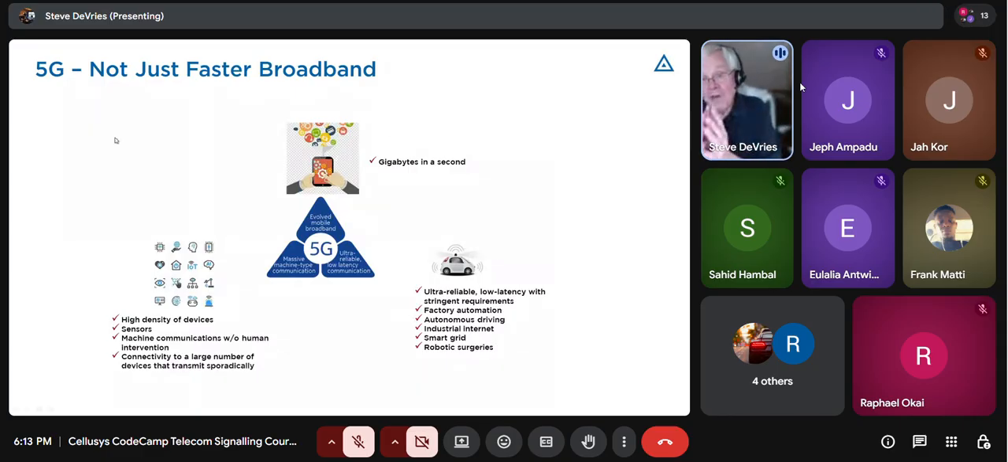So instead of just faster and faster broadband, the ITU, the International Telecom Union, thought of three overall uses for 5G. One is faster broadband, very fast mobiles, downloading videos. They call that enhanced mobile broadband. But another part is what's called ultra reliable low latency communications. Ultra reliable, this has to be reliable. Low latency, this has to be virtually no delay, almost instantaneous.